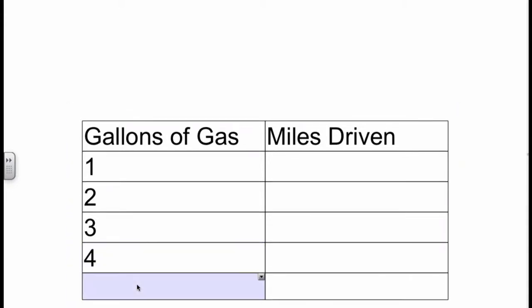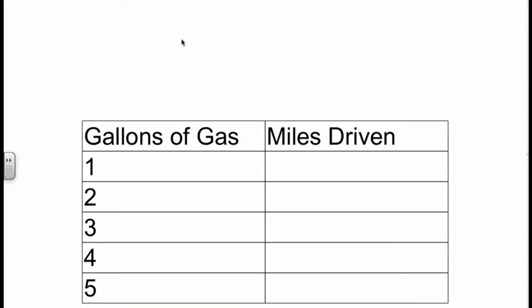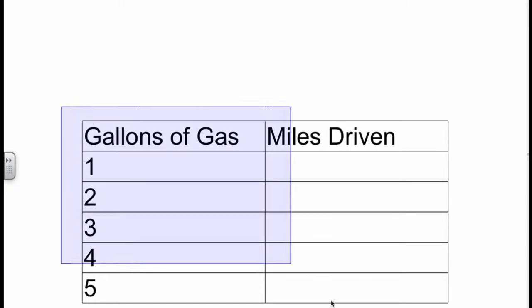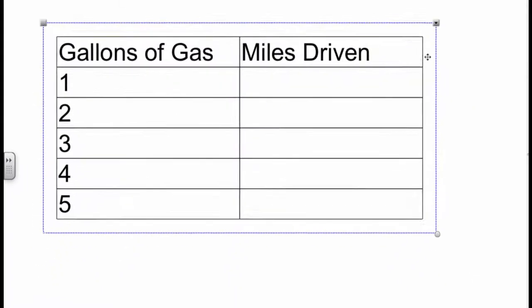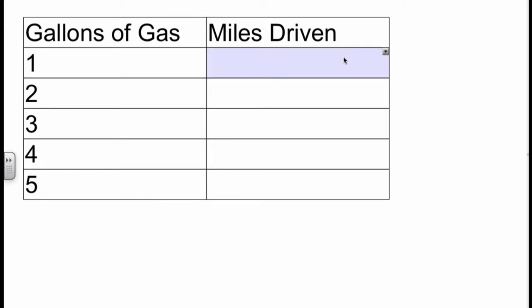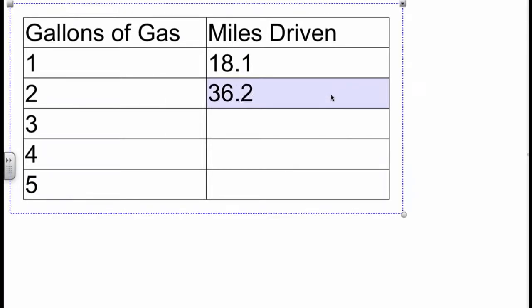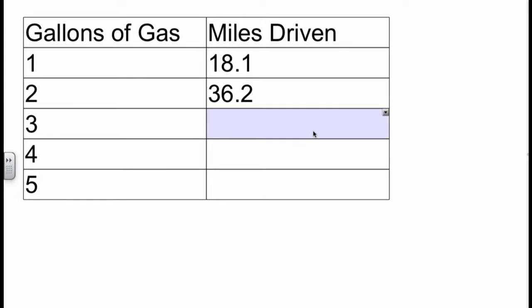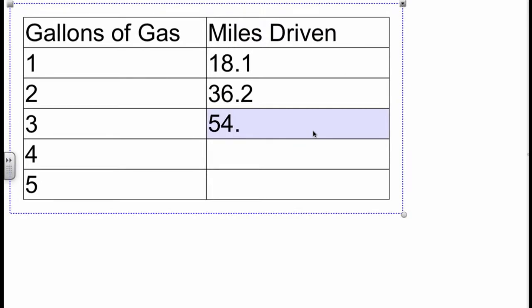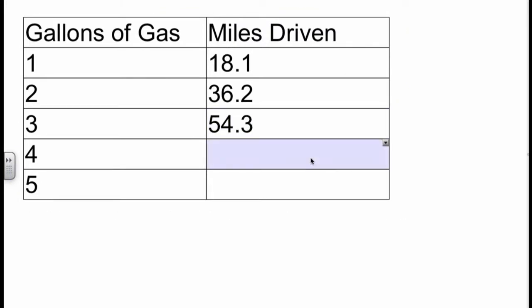You should add the same number to all those again. Like 11 to 20. Okay, miles driven, 18.1. 36.2. 54.3. And then the question mark here and here.